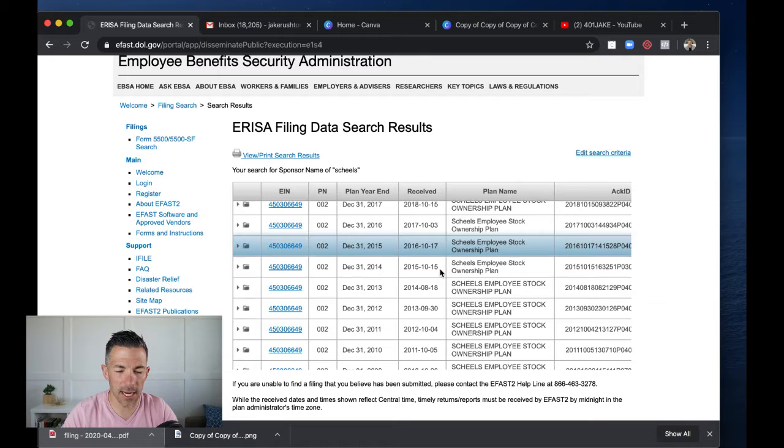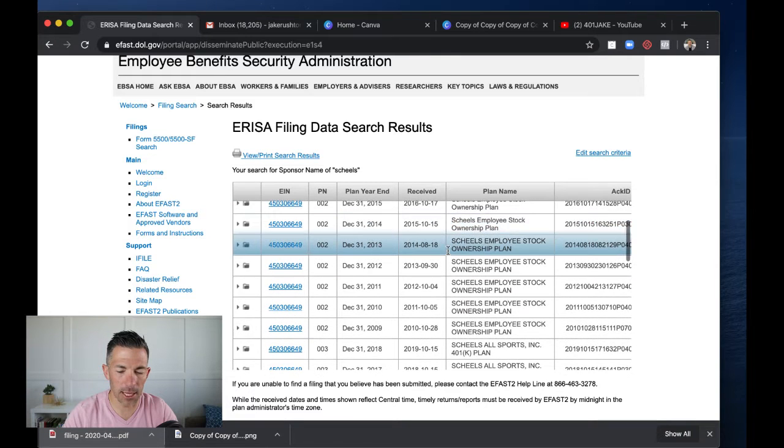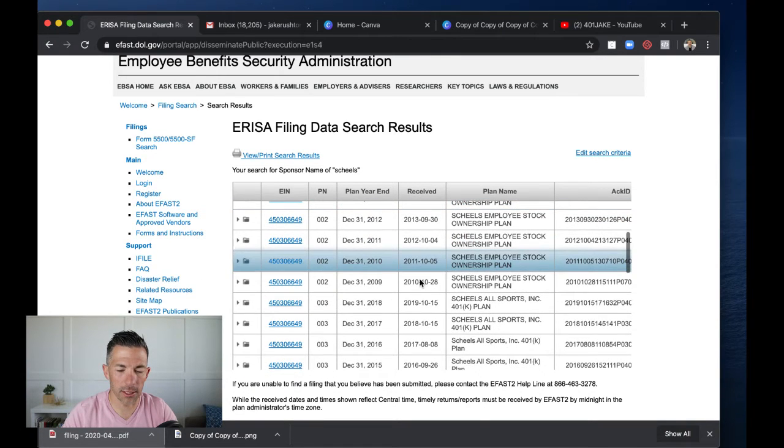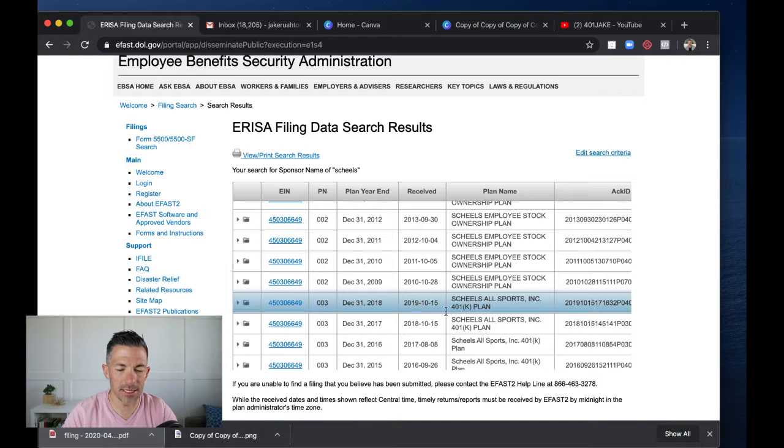So there's a few things. They have to file if they have a stock ownership plan. We're not worried about that today. We're going to look at the 401k. So you can see submitted 10/15, so they extended into October. It's for the end of plan year 2018. So you click on this.